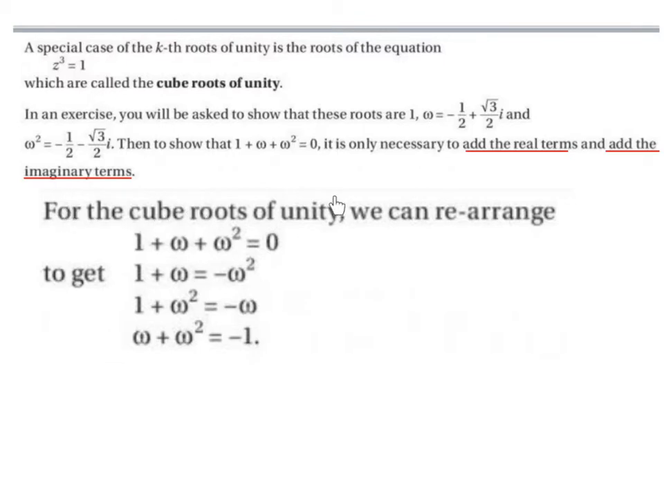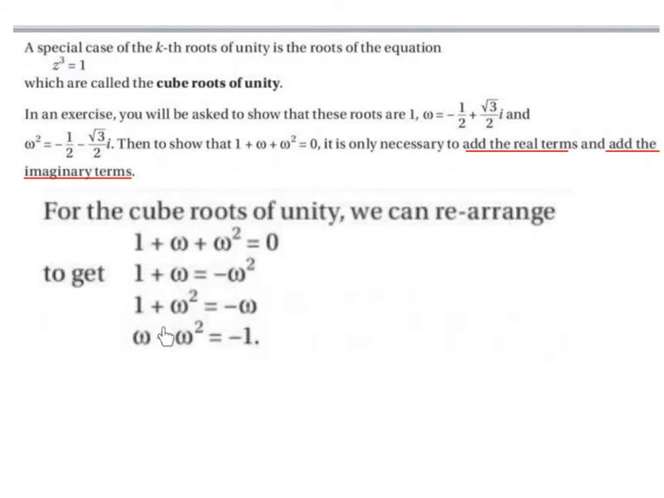For the cube roots of unity, we can rearrange 1 plus w plus w squared equal to 0 to get 1 plus w equals minus w squared. Basically, bring the w squared over the equal sign, it becomes minus w squared. So we get 1 plus w squared, so now we're bringing the minus w squared back over the equal sign to get positive w squared, and we're bringing the w over the equal sign to get minus w. And finally, we can bring the 1 over the equal sign to become minus 1, and the minus w over the equal sign to become positive w.